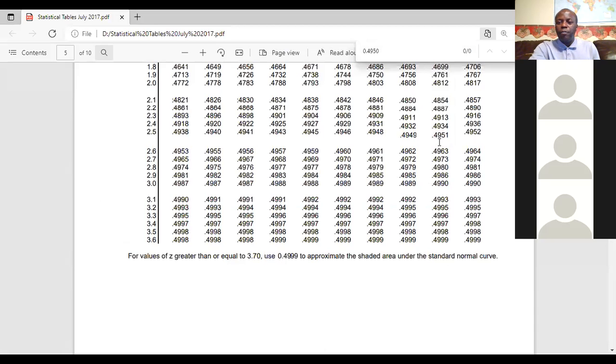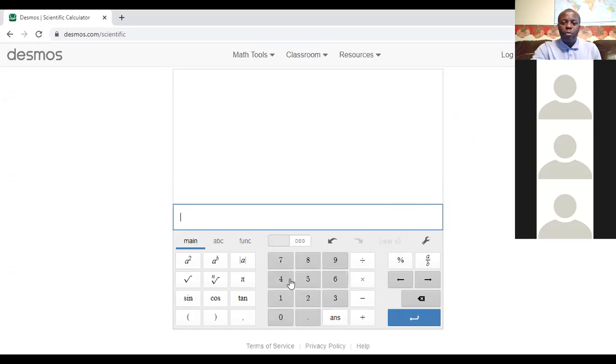So you can see 4951. Let's try it. 4951 minus 4950 gives you 1. So they are equally close. There are two of them that are closest to it.